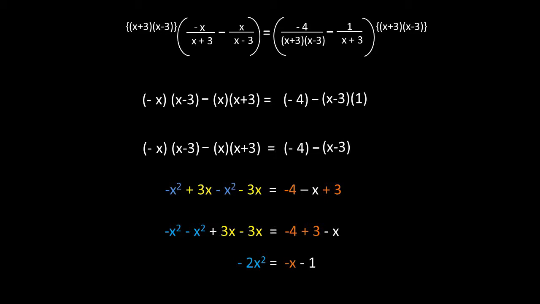Now, we can eliminate the denominators by cancellation, and the result will be (x - 3) times negative x minus (x + 3) times x is equal to negative 4 minus (x - 3) times 1.